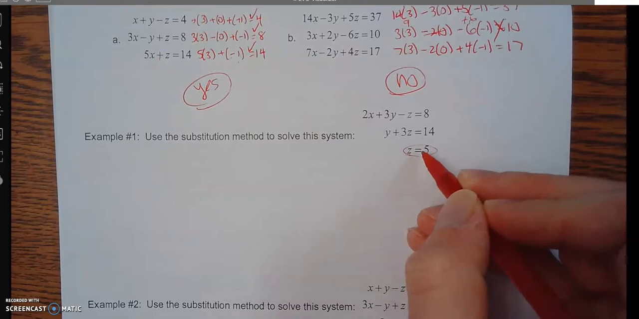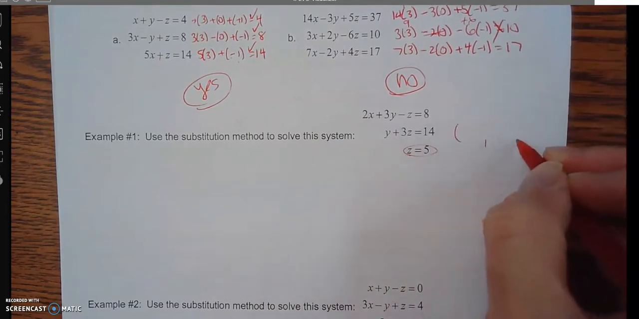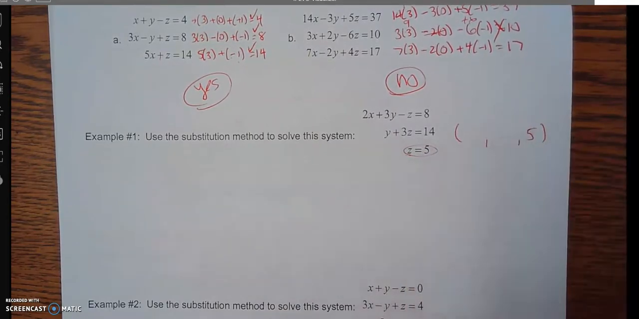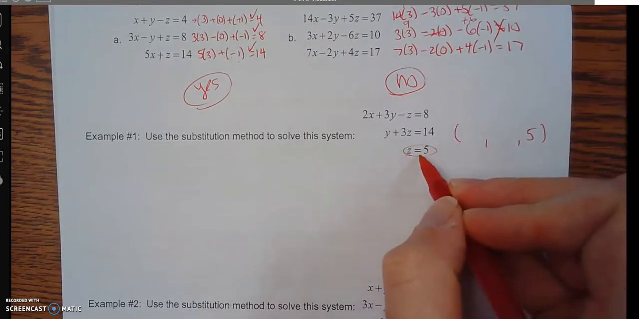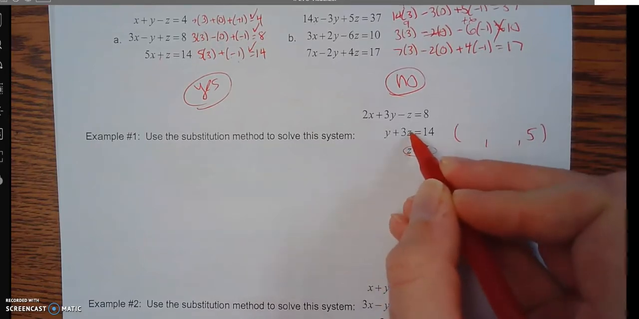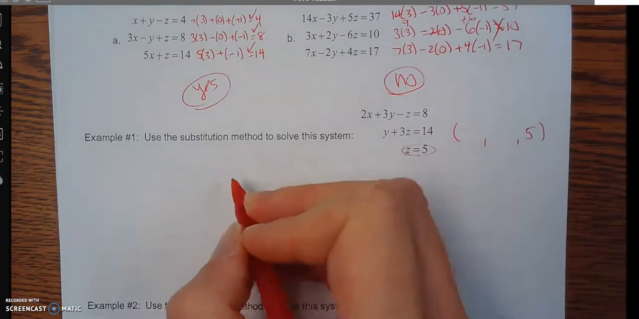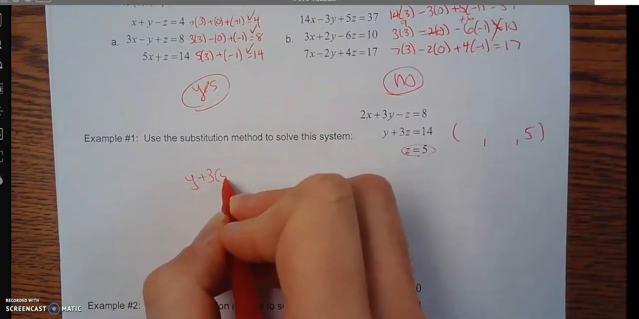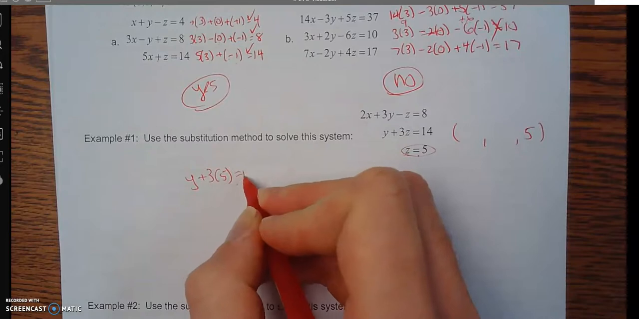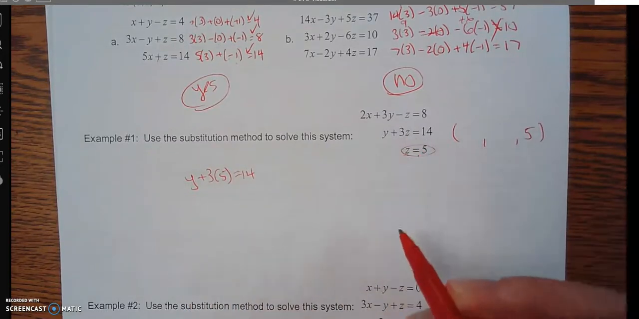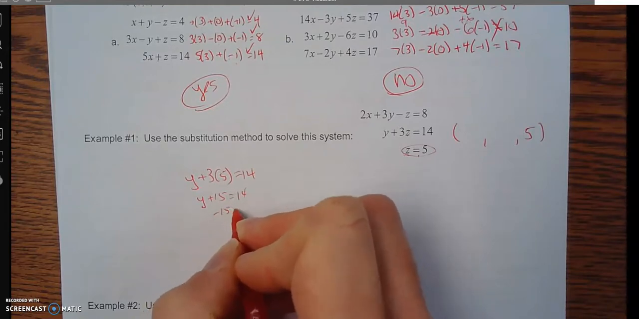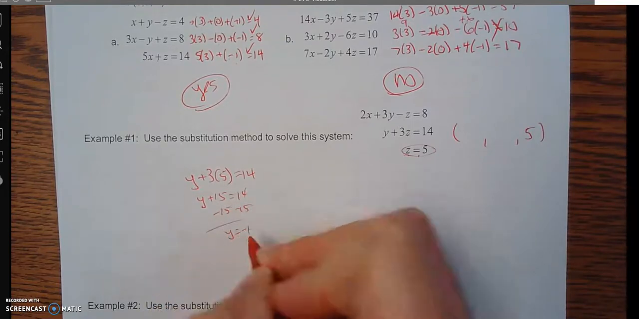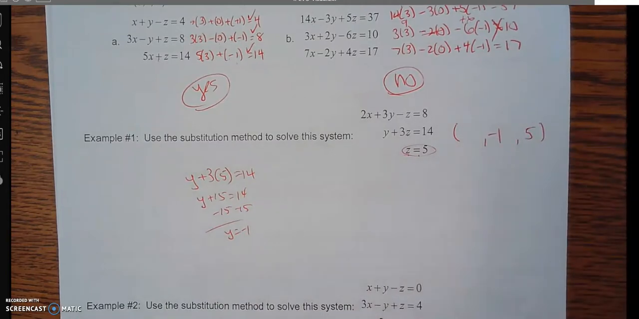I know z equals 5. That's part of my answer. When I go to write my answer, it's going to be something, comma, something, comma, 5. So I know one variable. I want to look for an equation that has two variables, and it needs to have that variable z in it. That's this guy. So I'm going to do y plus 3 times 5, set that equal to 14. So just plug in a 5 for z. I get y plus 15 equals 14, subtract 15. y is negative 1.